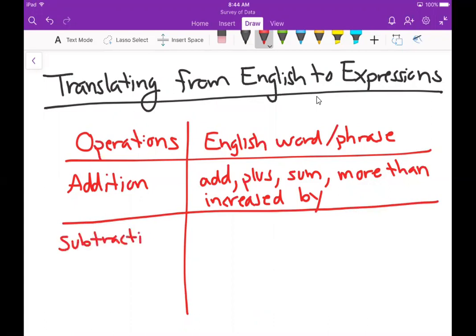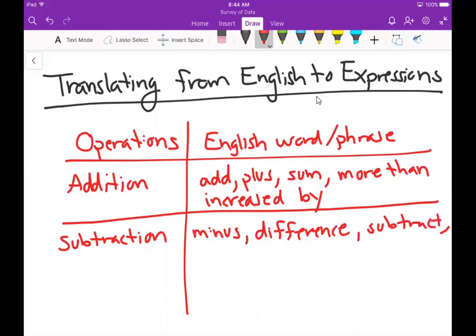Subtraction. Some common things that mean subtraction. We talk about subtraction as minus two numbers, or the difference between two numbers. If I want to find the difference between 5 and 2, I need to take 5 minus 2. The obvious one is just to subtract.